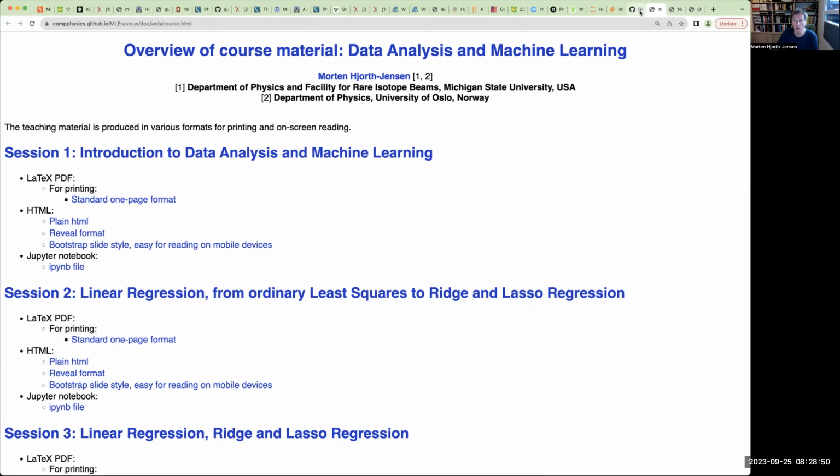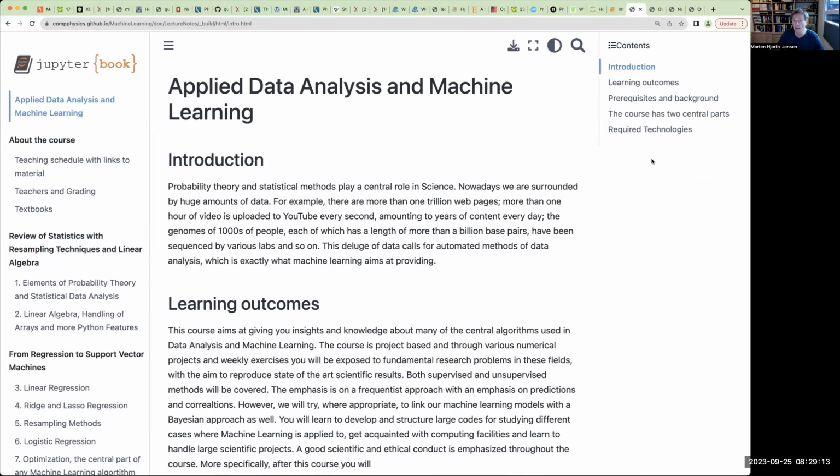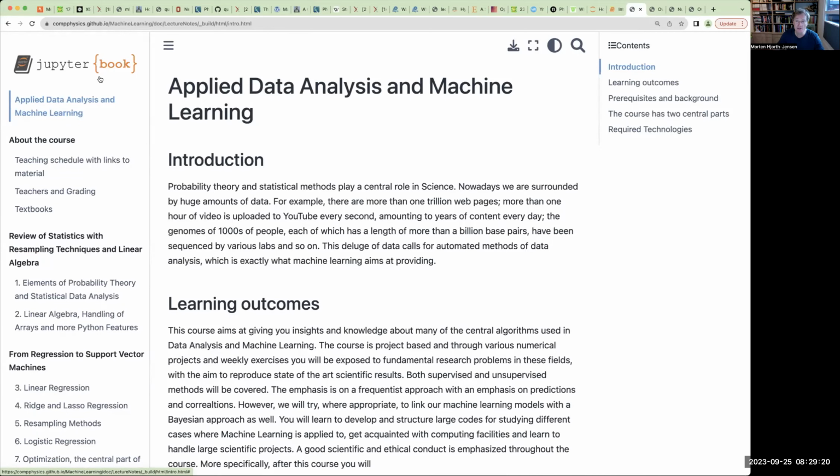Alternatively, you can use my Jupyter book, which also contains the material. This is a kind of a mix between the weekly material and something which does not pretend to be a textbook, but it has a little bit more material, which we will not have time to cover during the lectures. Now, one of the benefits of this Jupyter book is that you can search, as you can see up here.